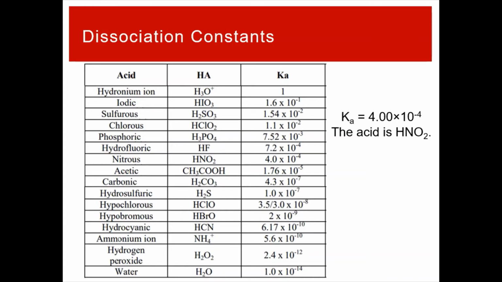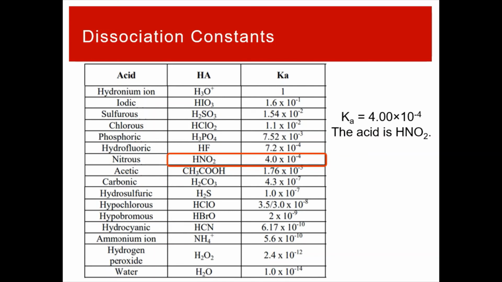When you take that value for Ka, so for example, we got 4 times 10 to the negative fourth, when you look at tabulated values for Ka, you can find that number on there and see that that means the acid is HNO2. So this solution contained nitrous acid. And this calculation we just did is a really common way that we determine unknown acids.